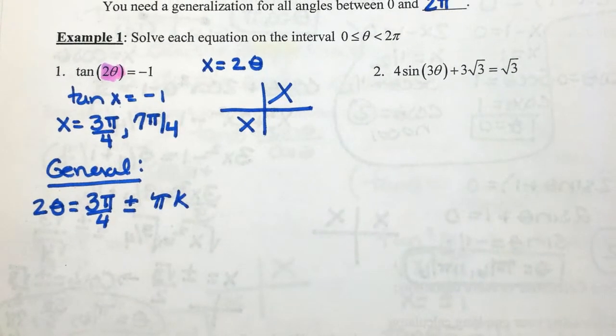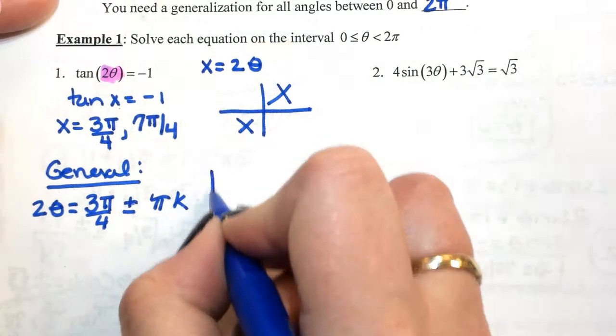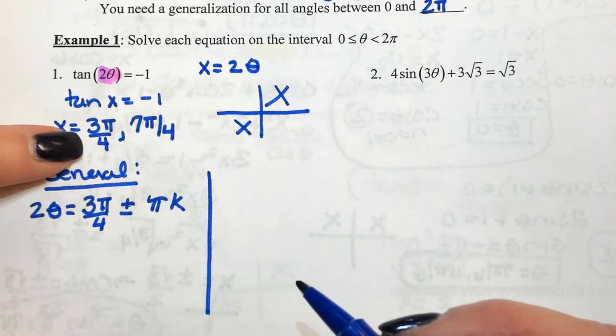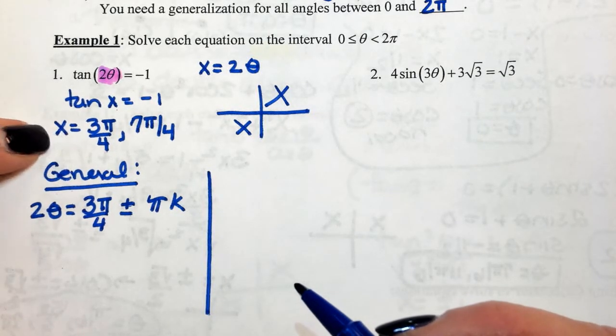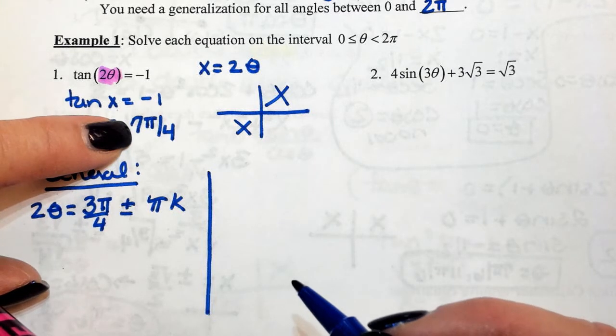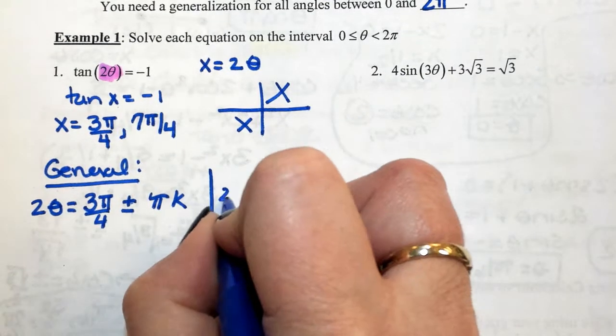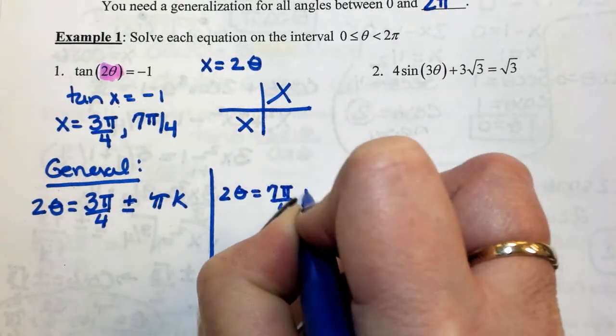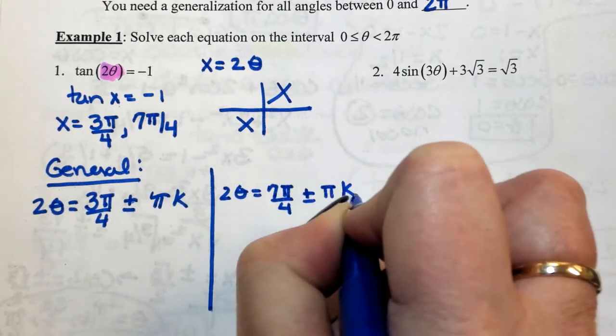So any questions on how I wrote my generalization so far? Now you also have another angle to consider. Not only did we have x equals 3 pi over 4, we had x equals what? 7 pi over 4. So I have to do my generalization. 2 theta is equal to 7 pi over 4 plus or minus pi k.